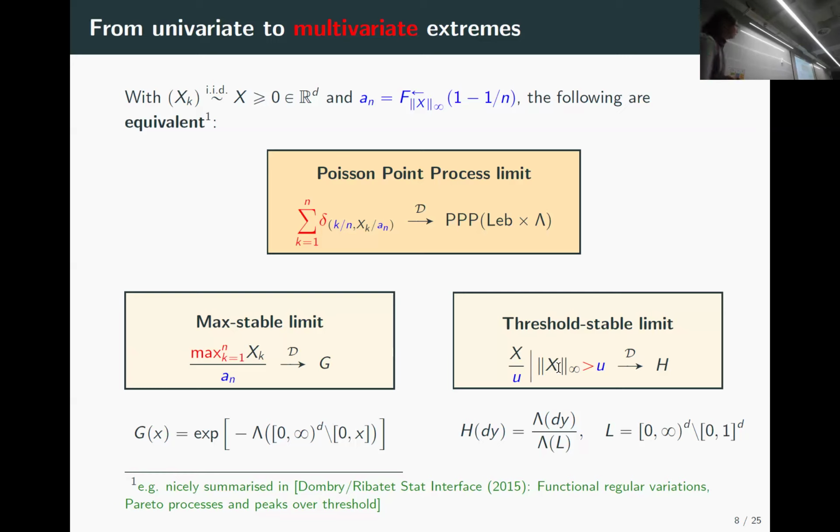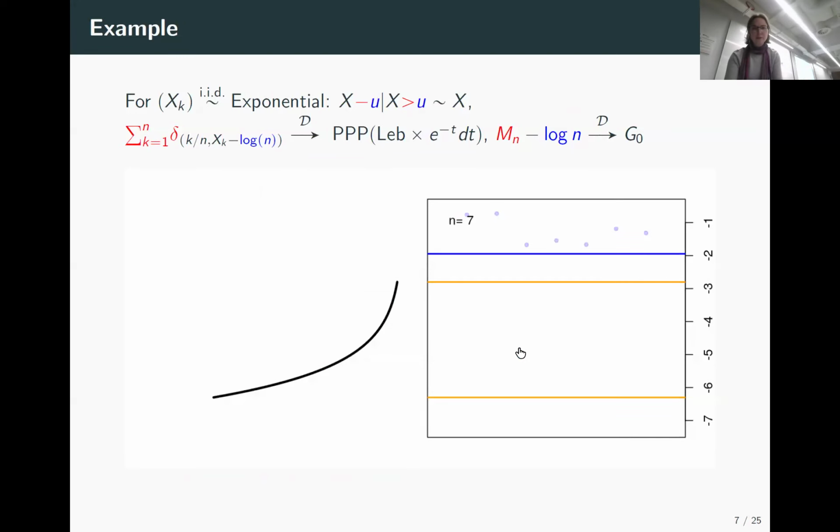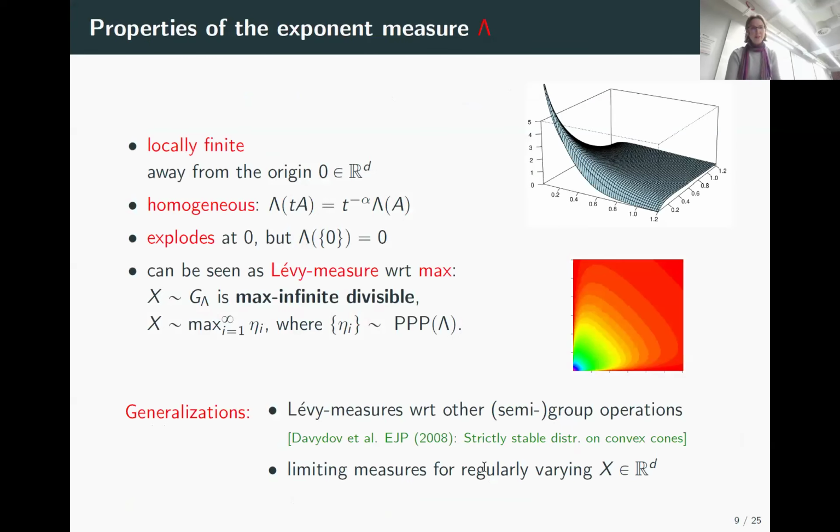But the one thing that I want to keep track of is the measure that appears in every limit here. So we have this exponent measure, or some people would probably call it Lévy measure. If you're more on a probabilistic side, you would say, okay, this is an infinitely divisible distribution in some sense, and then it can be interpreted as some kind of Lévy measure. So how do these measures look?